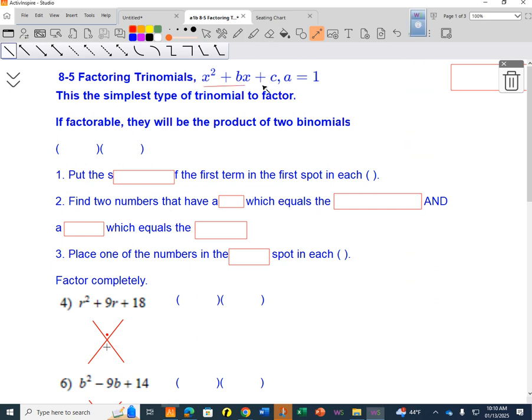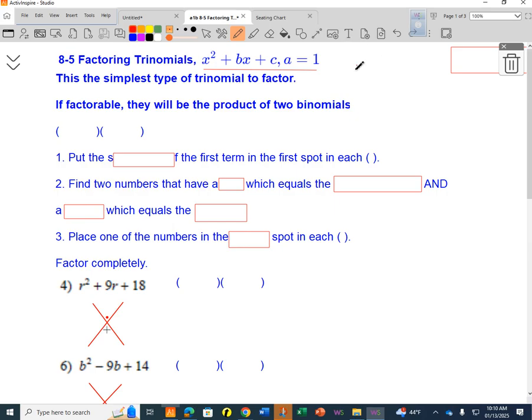So if we're factoring trinomials, the trinomials are going to look like this one: x squared plus bx, which means some number times x, plus a constant. It says a equals 1. If you remember the standard form of a polynomial, it's going to be greatest degree to least degree. It would be ax squared plus bx plus c. This says a is 1. Remember, the coefficient here would be 1.